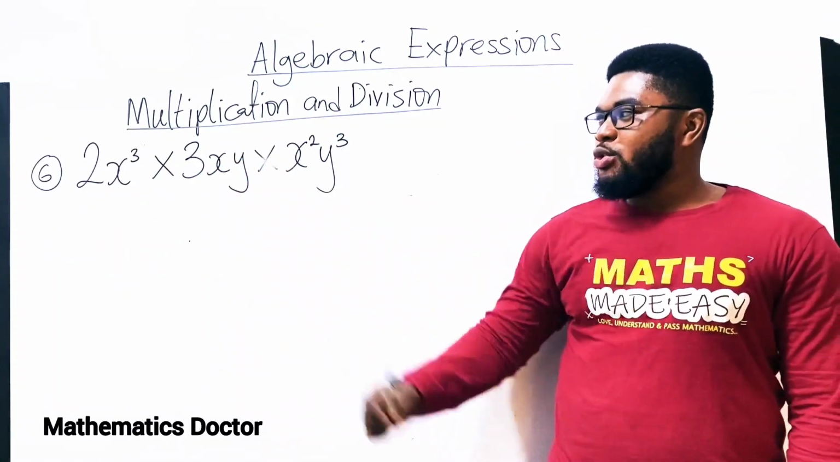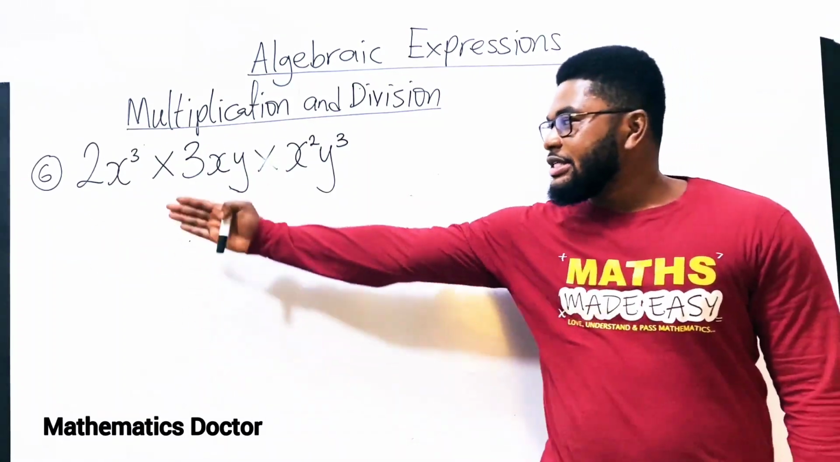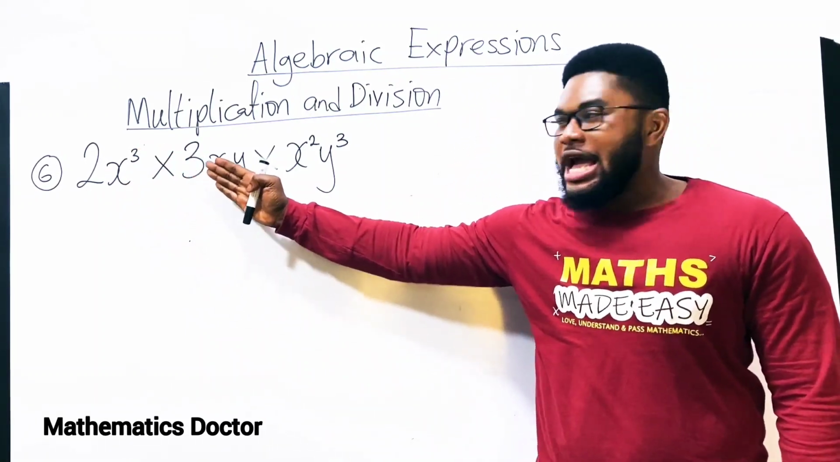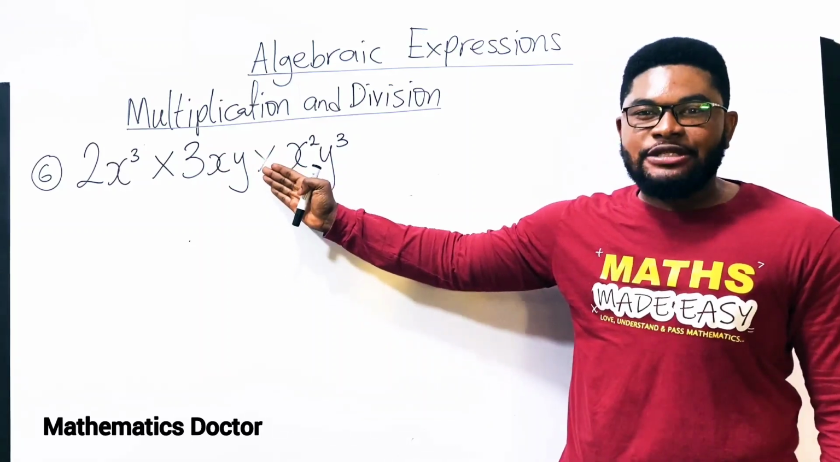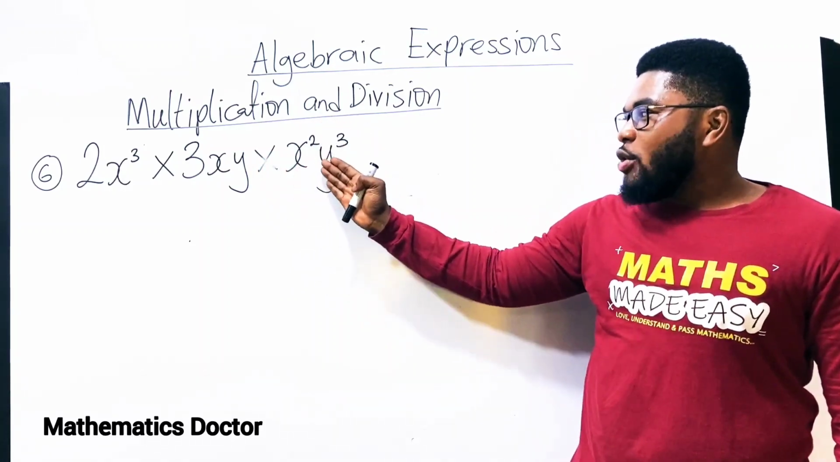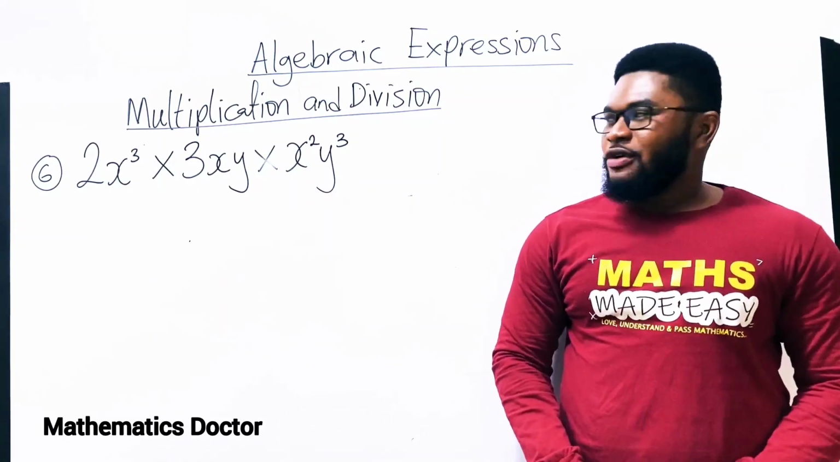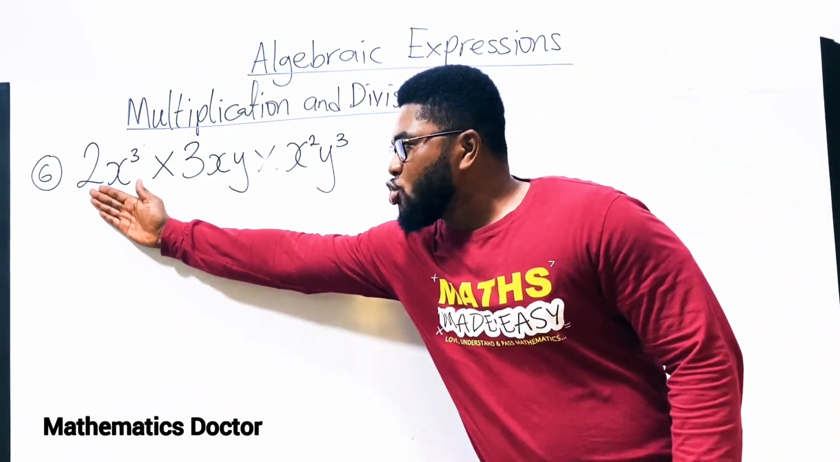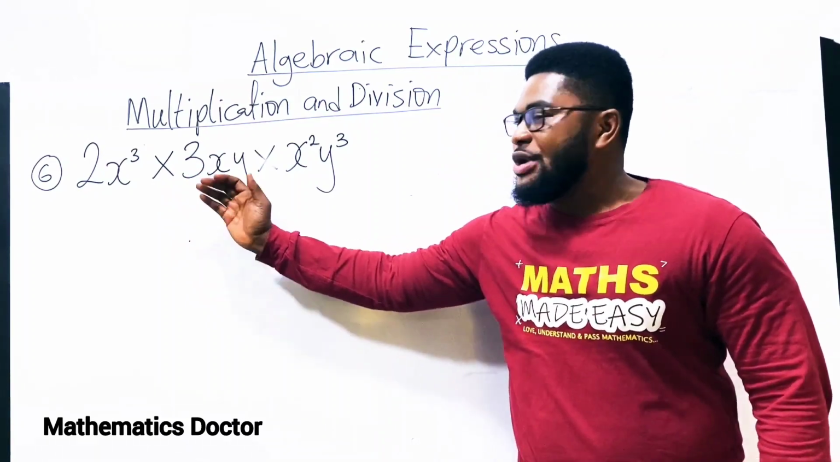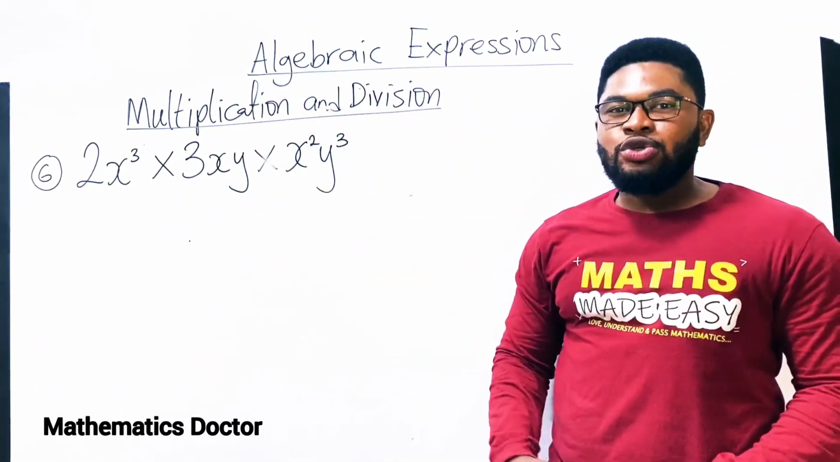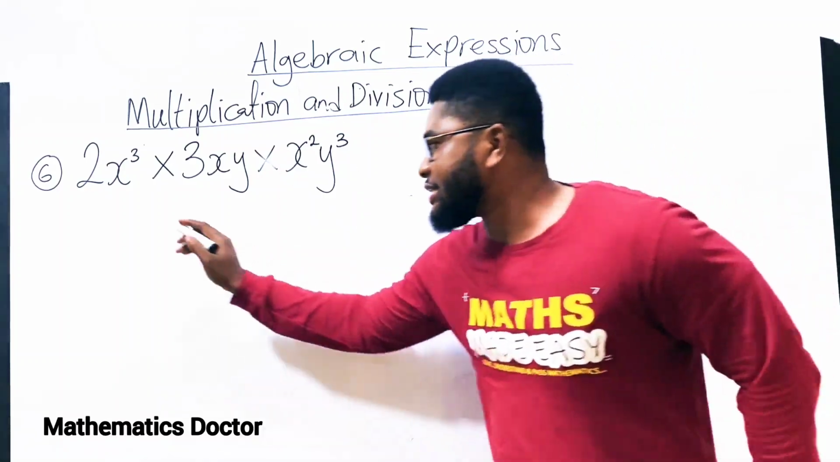Let's take example number 6. Simplify 2x cubed times 3xy times x squared y cubed. Now we can take the coefficients first of all. So coefficient 2 times coefficient 3 gives us 6. The coefficient here is 1. So 6 times 1 is still 6.